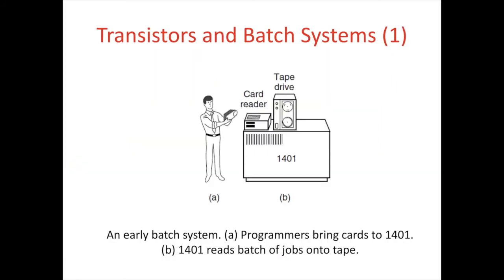In the first computers, when transistors started to be used, there were early batch systems. In the early batch systems, a programmer prepares the punch cards and then brings those cards into the computer center, and there is an input-output device, here numbered 1401, in which we have a card reader. Through that card reader, information on the cards is read, and that information is recorded on the tape using the tape drive.